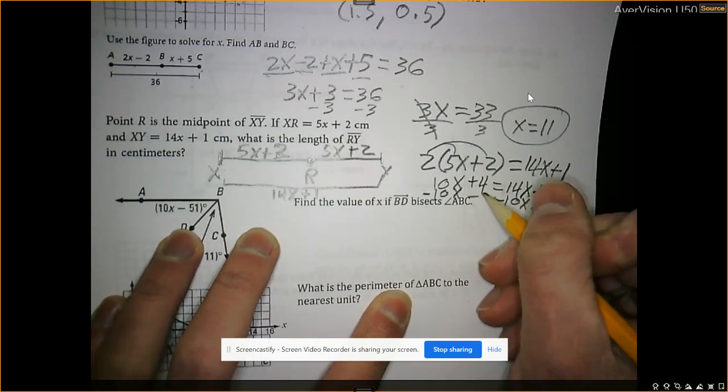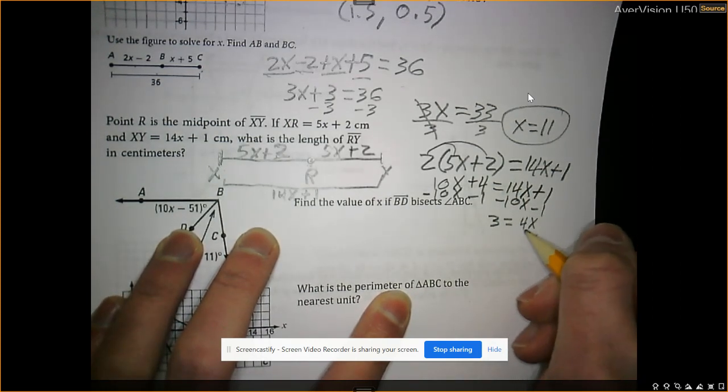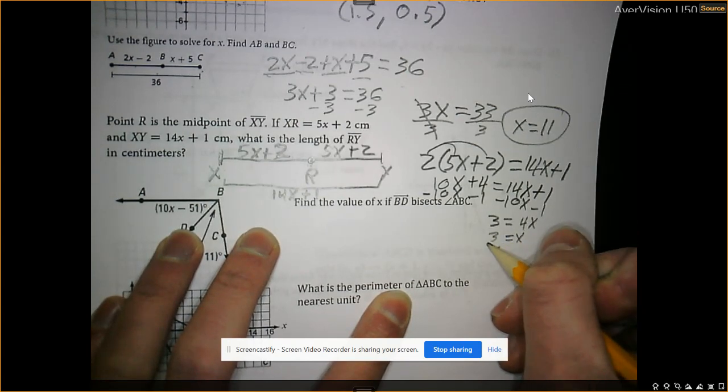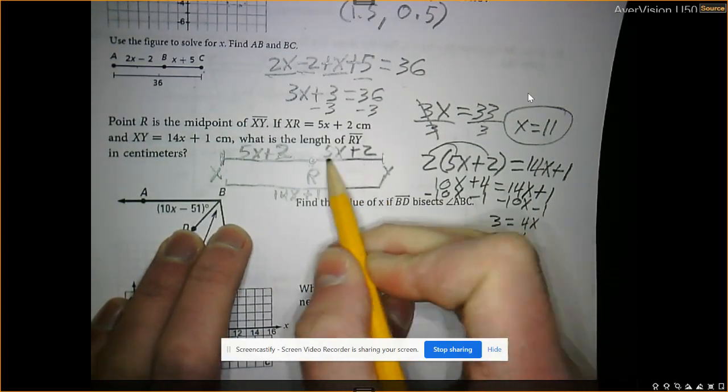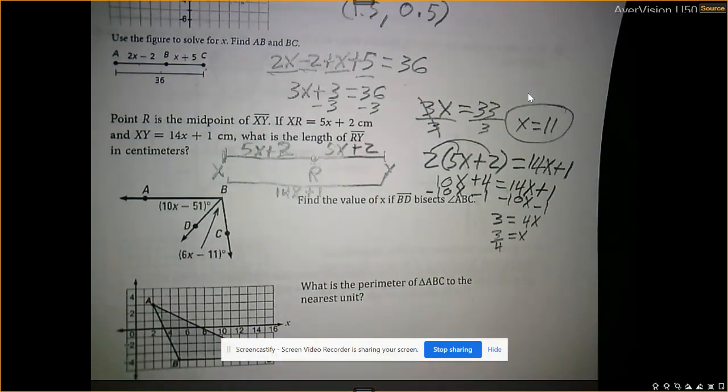Okay, and then I would subtract 1, subtract 1. So we'd have 3 equals 4x, so x is going to equal 3/4. You then plug that in to 5x plus 2, so 5 times 3/4 plus 2 will give you your y.